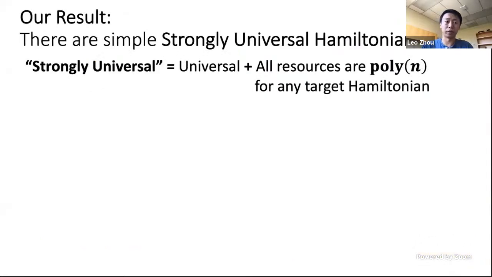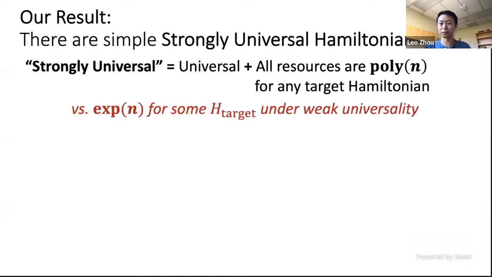So in my result with Doreen, we were happily able to show that there are in fact some very simple Hamiltonians that are strongly universal, in the sense that in addition to being at least weakly universal, all the resources required for simulation only scale polynomially in the system size, as well as all the target precision parameters given. So this is in contrast to the exponential resource required for some target Hamiltonians under weak universality.